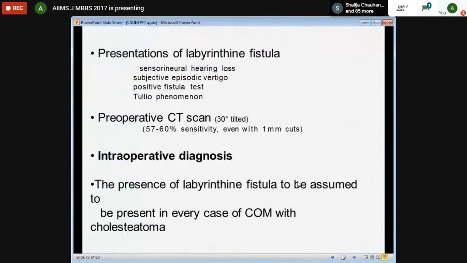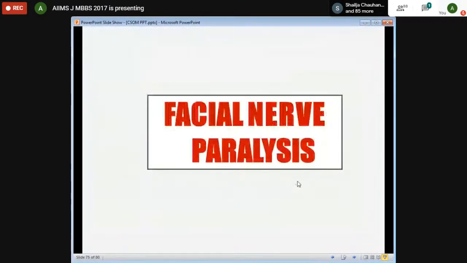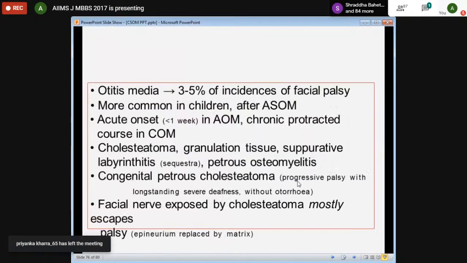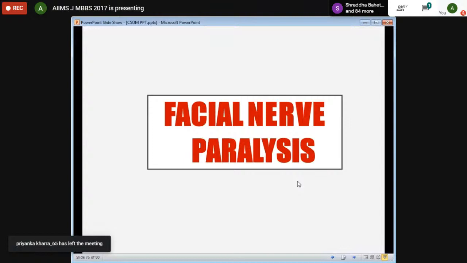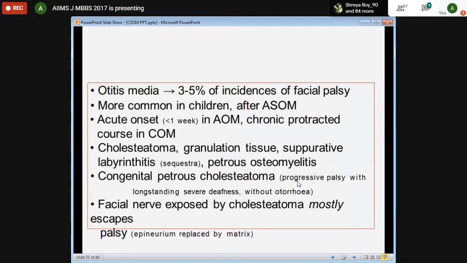The fistula sign we will not discuss first. Facial nerve paralysis. Facial nerve paralysis is also one of the commonest palsies which we see due to CSOM. It is seen in 3 to 5% of cases of facial paralysis, always due to otitis media. It is more common in children after ASOM, but in CSOM it is in adults. So we will find cholesteatoma, granulation tissue, labyrinthitis, sequestra, petrous osteomyelitis.